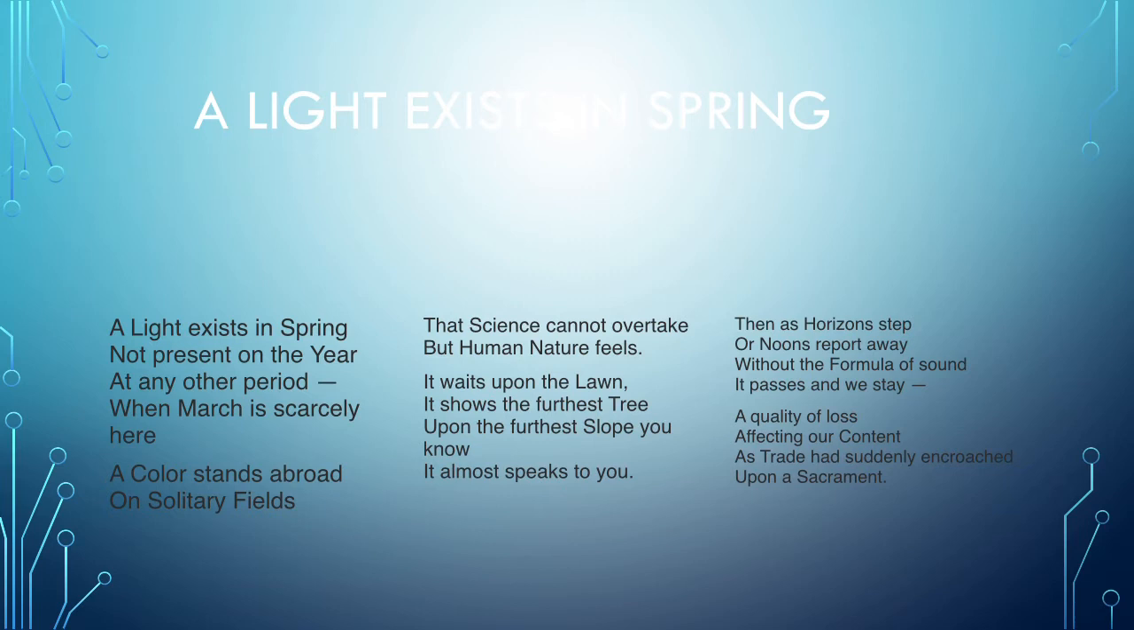It waits upon the lawn, it shows the furthest tree, upon the furthest slope, you know, it almost speaks to you. So it gives an unearthly, perhaps a mystical sense to these lights. The light and its color may be experienced as it stands upon the lawn, meaning when it is spread over the lawn. However, the light may also appear in trees that grow very far away, and may be glimpsed from faraway places, quite distant from where the speaker is viewing them.